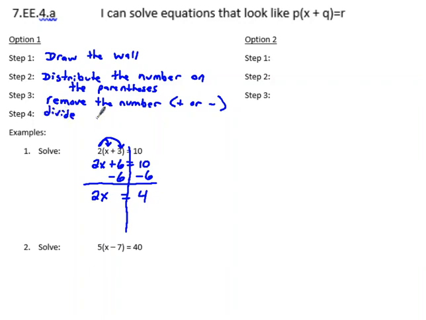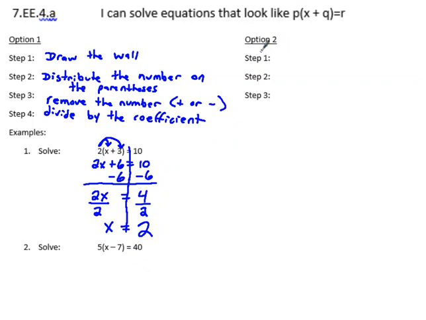Lastly, we're going to divide by the coefficient, which is the number that is in front of the variable. So in this case, it is a 2, because right now it is 2 times x. So I'm going to do the opposite, and I'm going to divide by 2. But if I do it to one side, I'm going to make sure to do it to the other side as well to keep it balanced. 2 divided by 2 cancels out, leaving the x, and 4 divided by 2 is 2.